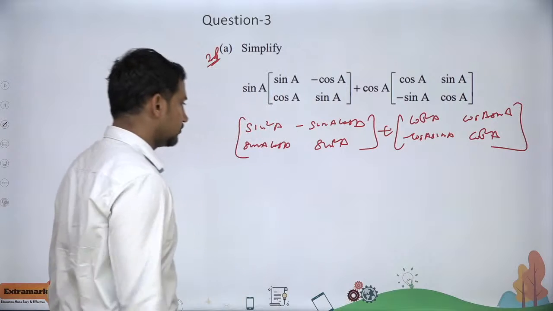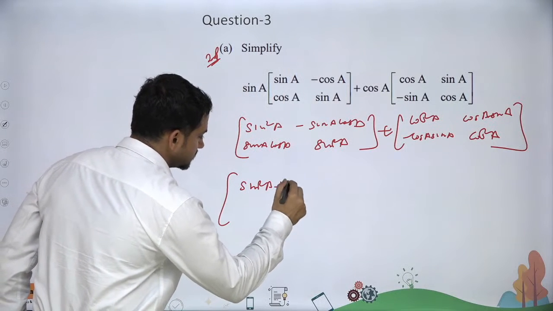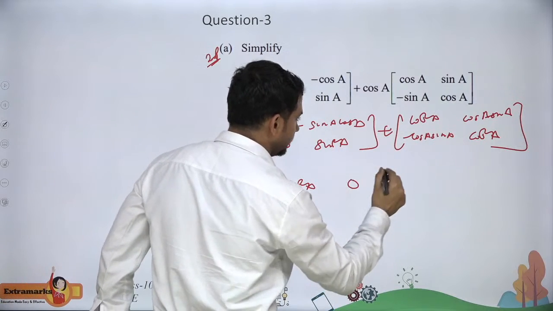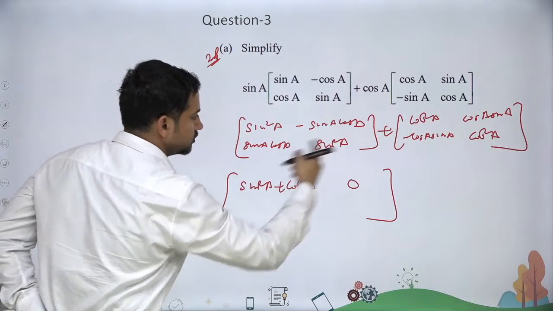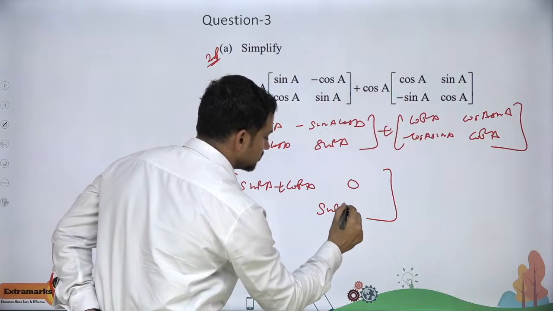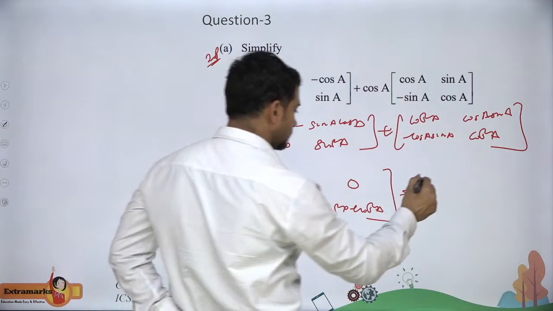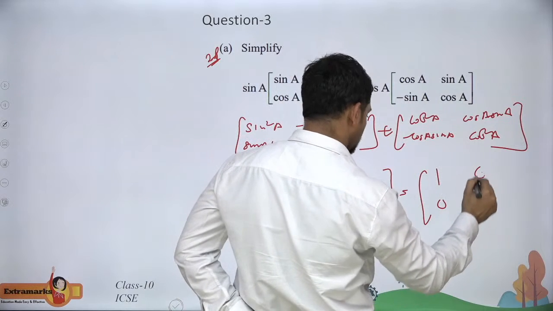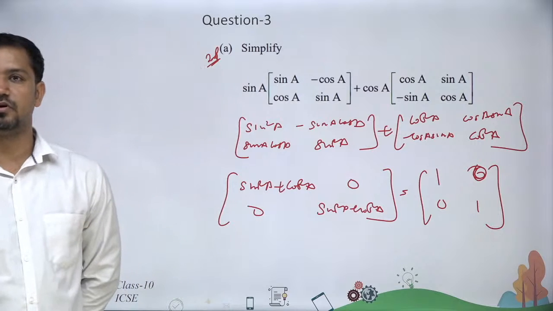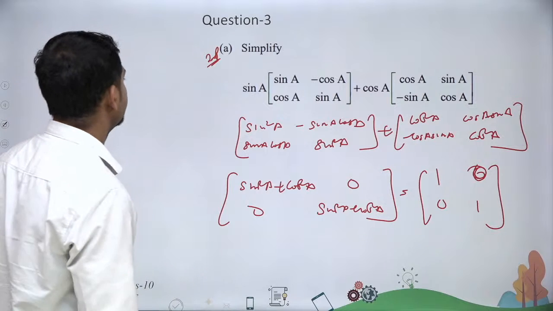Then if we add these two equations, what do we get? Sine square a plus cos square a, and we know that these two are the same. The plus and minus terms cancel, so it is equal to 0, and the other side is sine square a plus cos square a, which we know is equal to 1. So 0 upon 1, we get the answer 0. Okay, this is the answer. Any doubt? Come to the next.